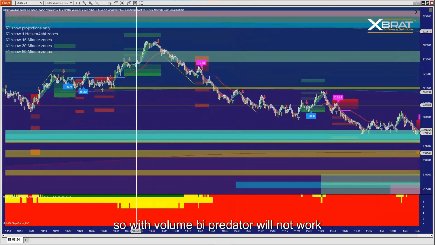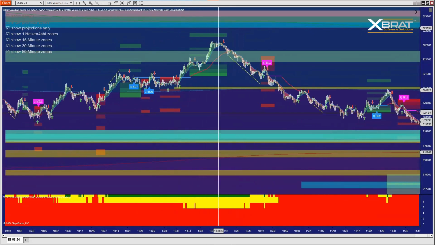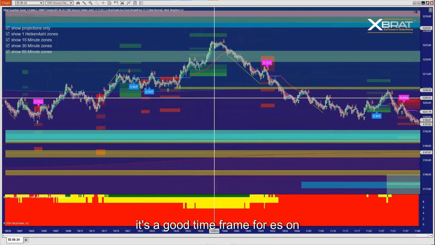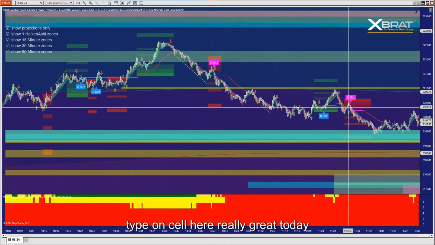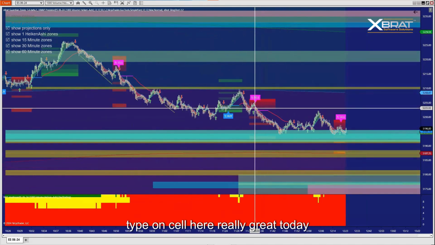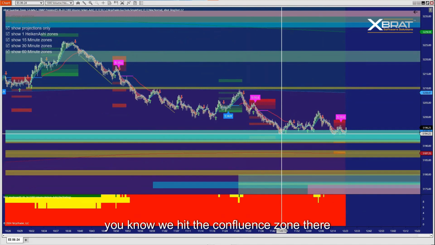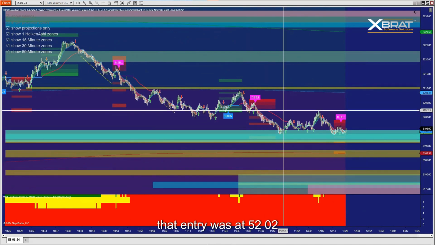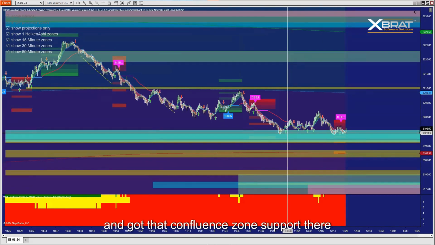So with volume, VWAP Predator will not work. Okay, that's one of the things. But it's a good time frame for ES for the Slingshot. So type 1 sell here, really great today. 11:33. We hit the confluence zone there. That entry was at 52.02 and got that confluence zone support there at 51.94. So nice little trade.